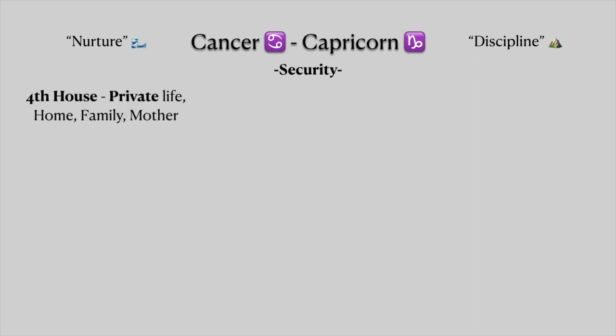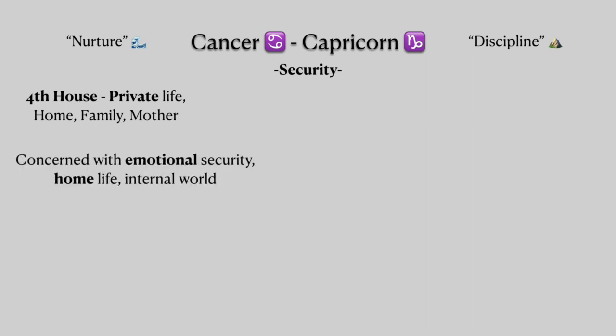Cancer and Capricorn. The theme here is security. Cancer is about nurturing and is the element water. Capricorn is about discipline and the element earth. Cancer rules the 4th house of private life, home, family, and the mother. Cancer is concerned with emotional security, home life, and the internal world.